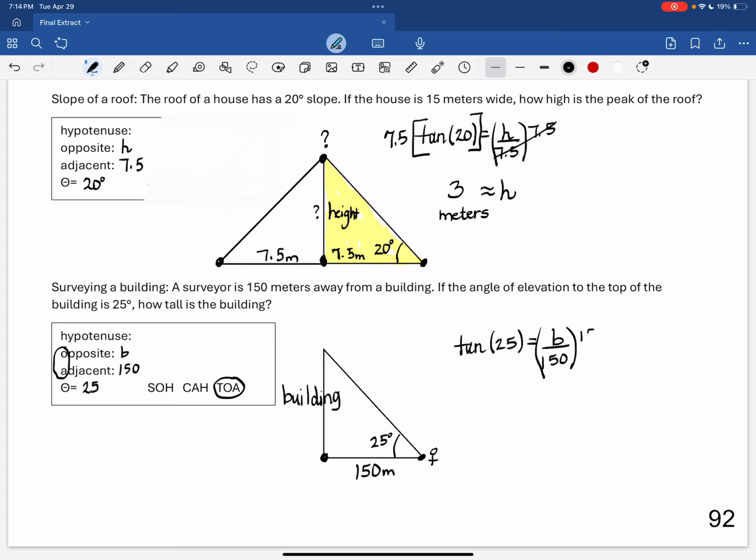So we'll multiply both sides by 150. So the building is approximately 150 times the tangent of 25, about 70 meters tall. And that is reasonable for a building.